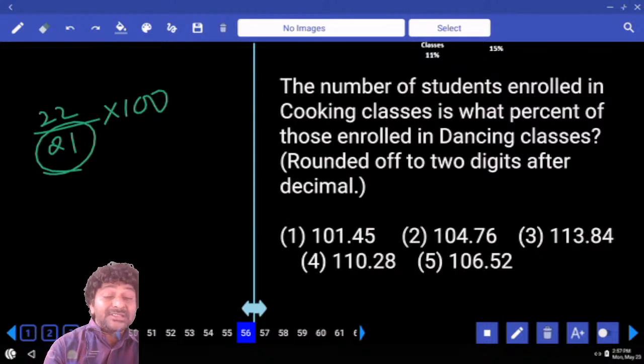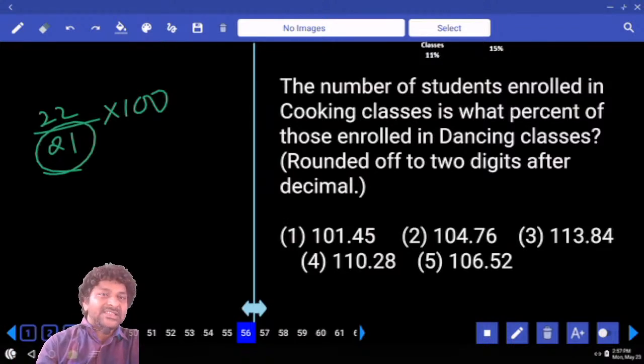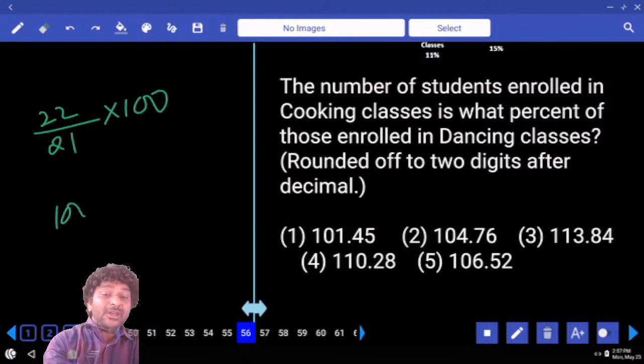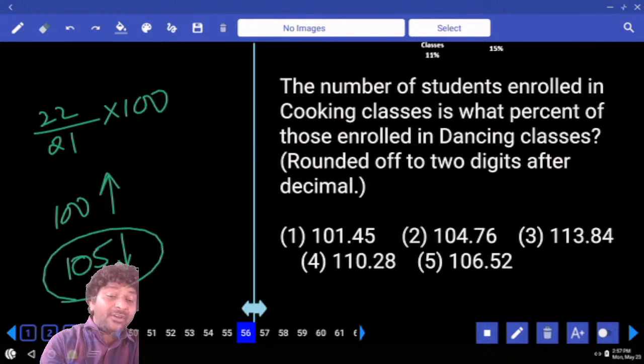What is 10% you said? What is half of that? 1.05. Correct. But how much do we need to add? 1. Is it more than 1.05 or less than that? Less than. That means answer must be more than 100 but less than 105. Should be very close to 105 only.